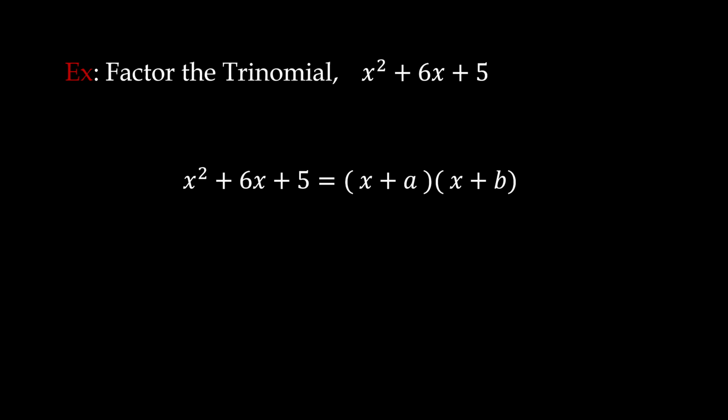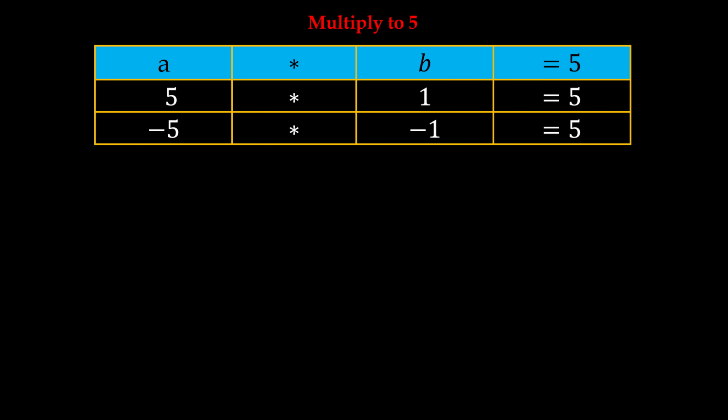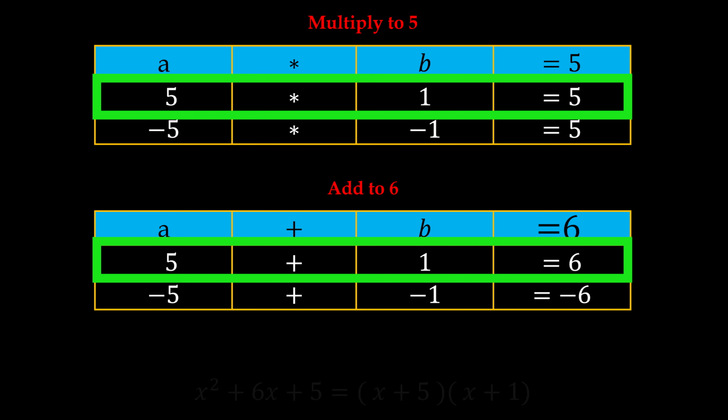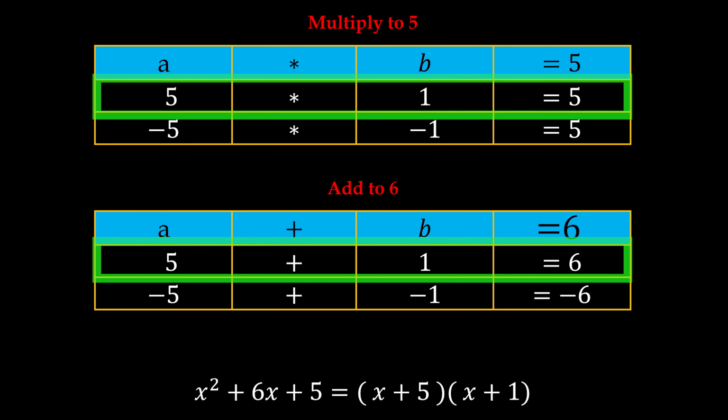Find two numbers that multiply to our constant term and add together to make our middle term's coefficient. So we need to find two numbers that add to 6 and multiply to 5. It's much easier to start with finding the multiples of 5. Here, those two numbers that we're looking for are 5 and 1.